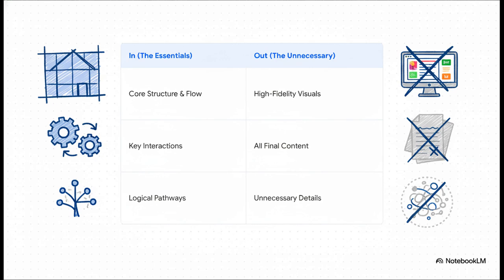So what goes into this thing? And maybe even more importantly, what do you leave out? Look, the focus here is all about the essentials. We need the core structure, the main user flow. We need to be able to test the key interactions and make sure the pathways are logical. What we don't need right now are fancy visuals, final text, or a bunch of extra details. It's about the bones, not the clothes. This is what keeps you moving fast and focused on pure function.